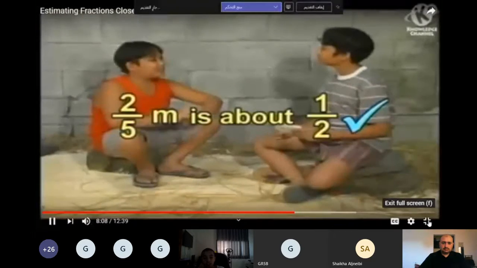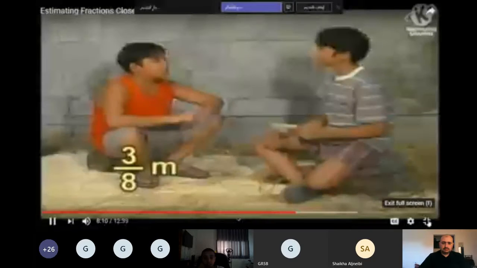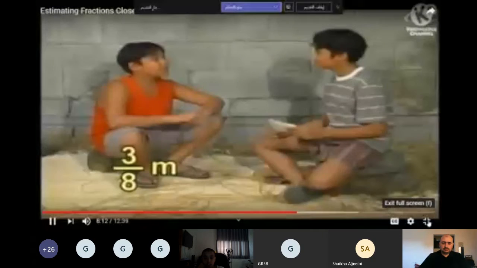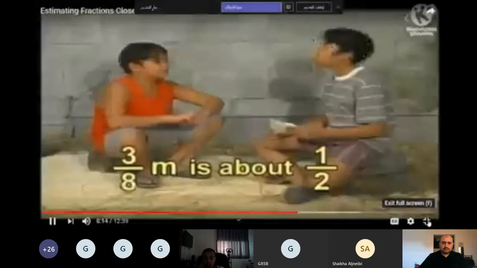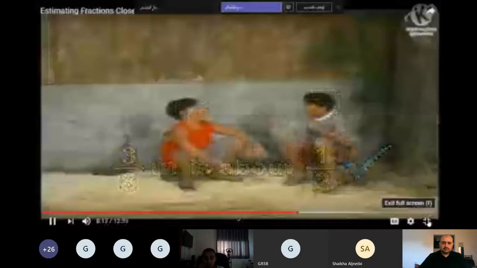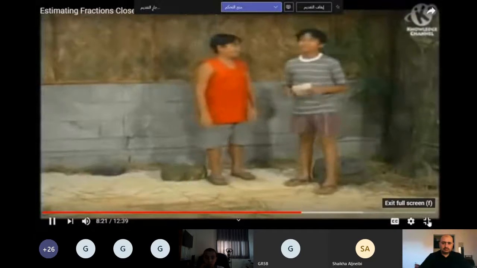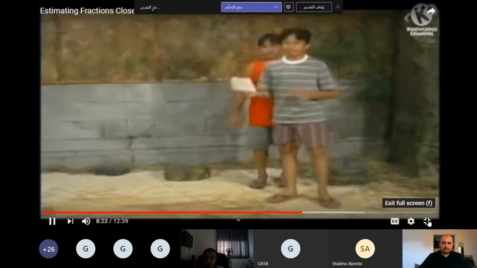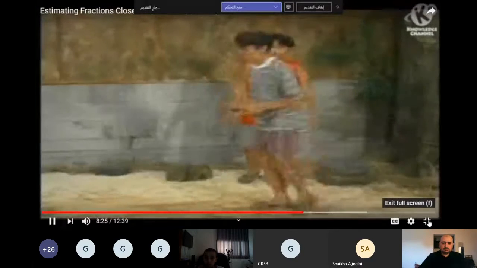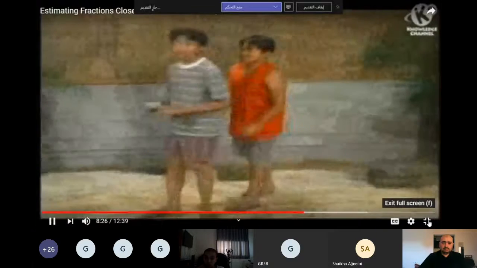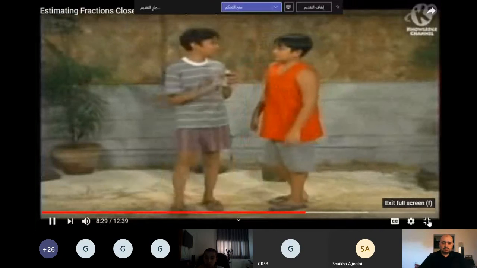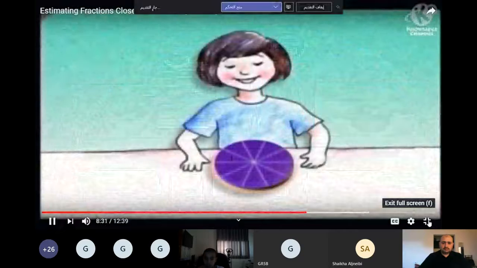I think I understand. 3/8 is also close to 1/2 because the numerator 3 is about 1/2 the denominator 8. Exactly! Come on, let's go get the wood and twine. Now they'll see. I have other friends, not just them. Loloy, did you say something? No, nothing. Let's go.